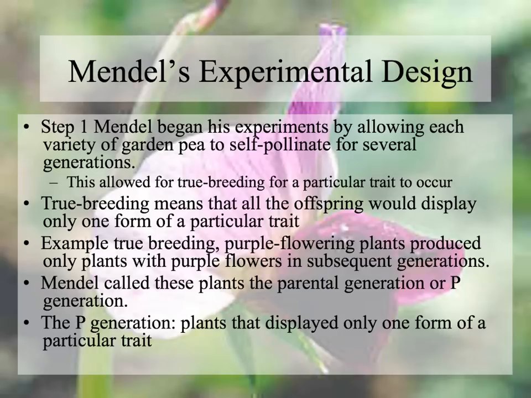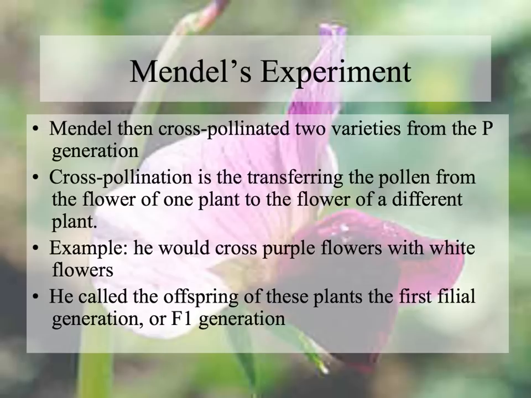The key to this down here, this idea that the P generation only displays one particular characteristic or trait. He would then cross-pollinate two varieties from the P generation, okay? So he would take, for example, a green seed and cross it with a yellow seed, each one being true breed. He'd cross a purple flower with a white. The next generation he would get would be called the F1 generation.